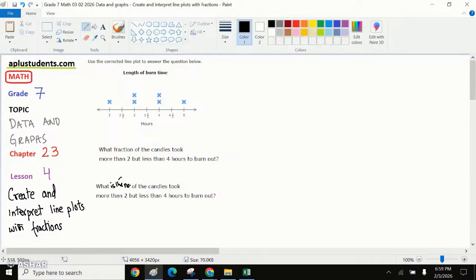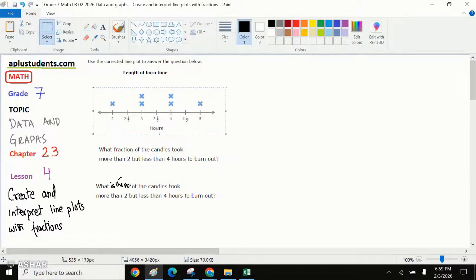So what's given to us over here is a line plot, which shows the length of the time it took for candles to burn, right? So 2 hours were taken by 1 candle, 2.5 were taken by none, 3 hours were taken by 2 candles, 4 were taken by 2 candles, and 5 hours were taken by 1 candle. So if I would do part B first, this is part A and part B.